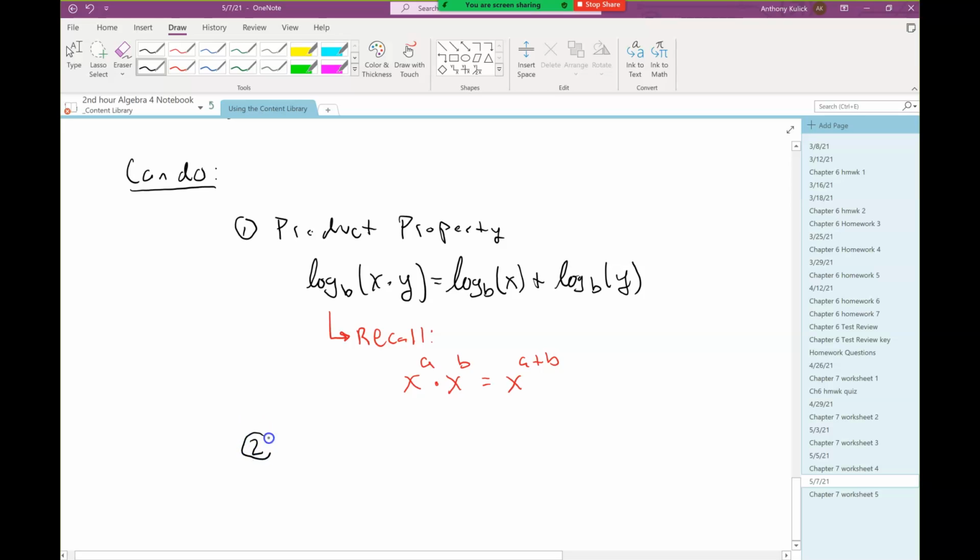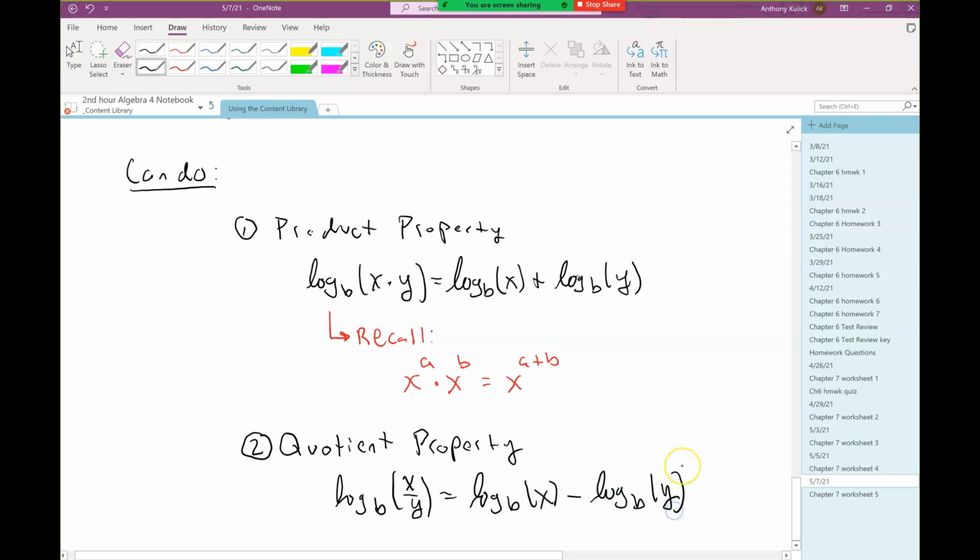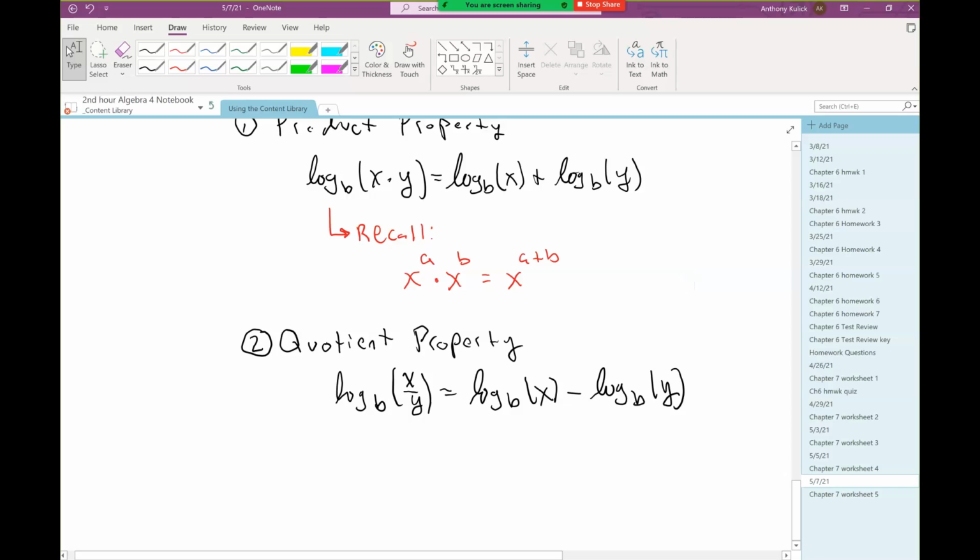The next property is called the quotient property. It says that division inside the logarithm turns into subtraction outside the logarithm. Which now, after seeing the product property, probably is a little less surprising. But again, this has a parallel with our exponent properties that we talked about last chapter. You guys remember this property of exponents, where division of two exponentials turns into subtraction in the exponent. That property of logarithms is just the logarithmic version of that exponent property that we've already talked about.